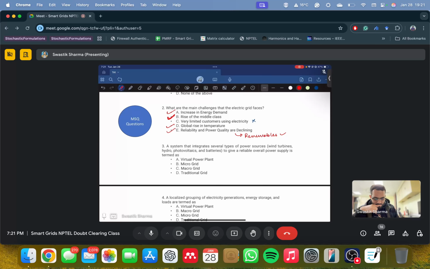Virtual power plant. Traditional, but does it give overall power supply? Can it supply to other grids as well? Why would it do that? A microgrid serves the purpose of being standalone when the grid connection is off. It's called islanding of microgrids, right? So the correct answer is virtual power plant. I'll distinguish all of them, just bear with me for a second. The traditional grid is not the correct answer.